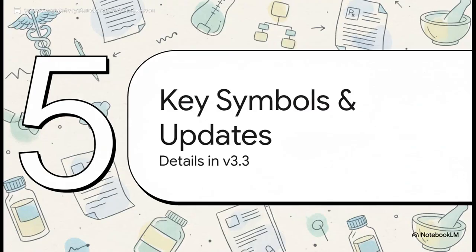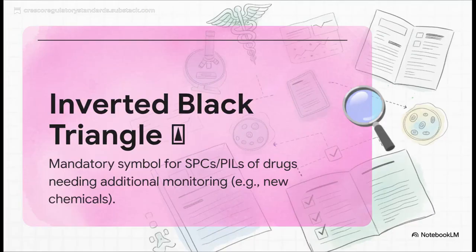All right, let's wrap things up. We're going to cover 2 crucial details from the latest guidance, version 3.3, that you absolutely cannot afford to miss. We've got a specific symbol and some really important content updates. Okay, when you see this inverted black triangle, it's a critical signal. It basically means the product is under additional monitoring, usually because it's new to the market or it's a biologic.